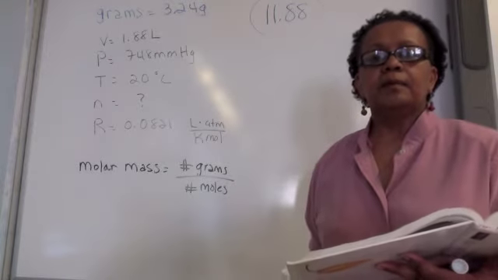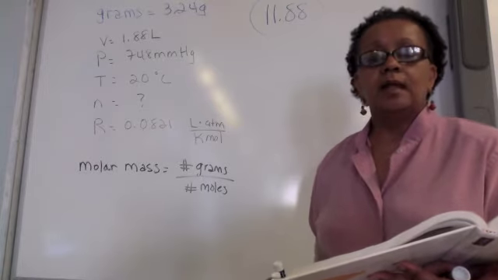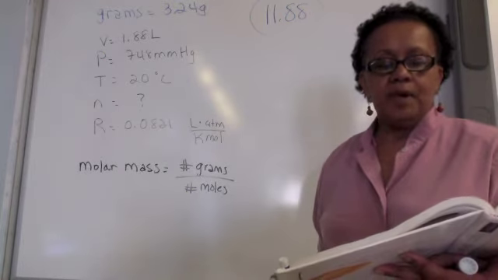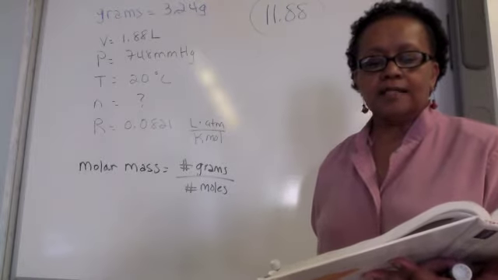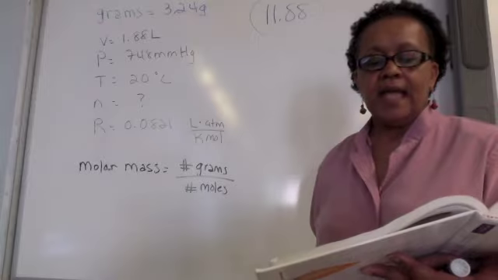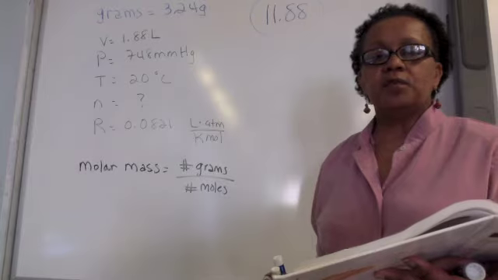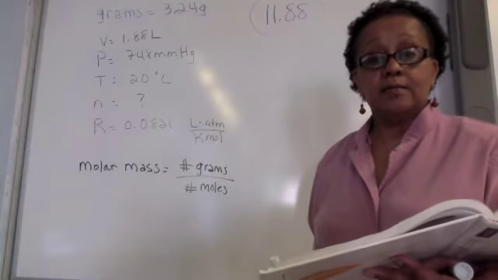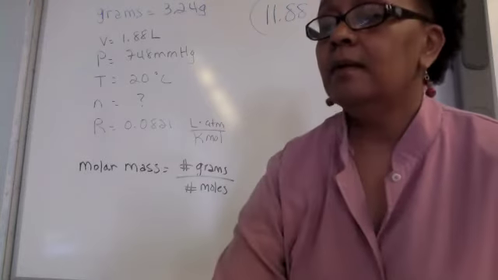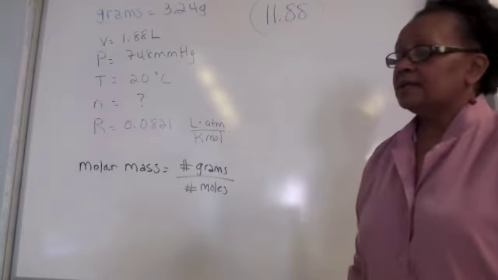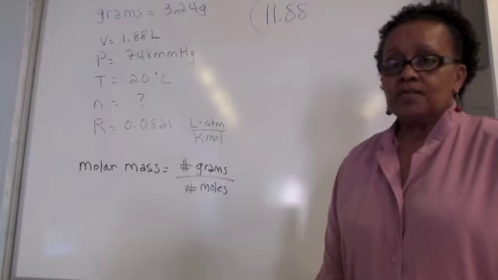Okay, let's try problem 11.88 on page 361. The problem says, a sample of an unknown gas with a mass of 3.24 grams occupies a volume of 1.88 liters at a pressure of 748 millimeters of mercury and a temperature of 20 degrees Celsius. What is the molar mass of the gas? The molar mass of the gas can be obtained by getting the number of grams, which are given, divided by the number of moles. So it's the number of moles that we're going to solve for using the ideal gas law.